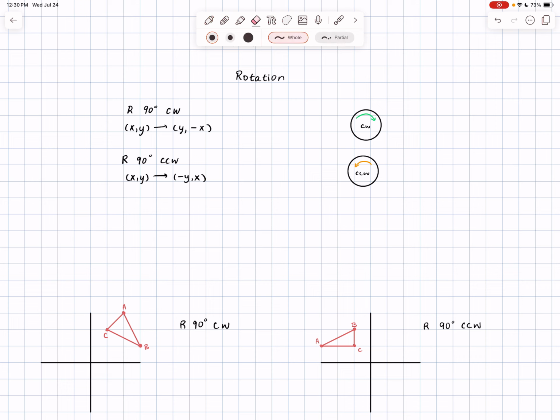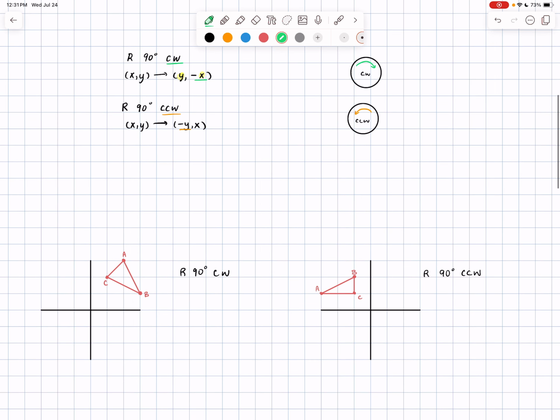Now, we know there's a rotation going on especially when we see that the y and the x are switched. So y, x. And we know that it's clockwise because the x is negative. That's important to realize. And then we know that it's counterclockwise when our y is negative. So that's very important to remember. Okay, now let's go ahead and look at some examples.